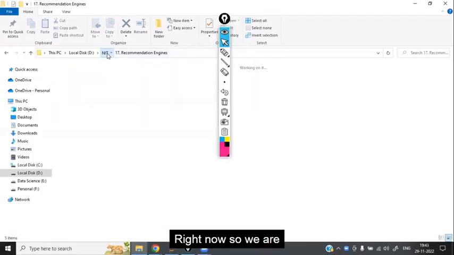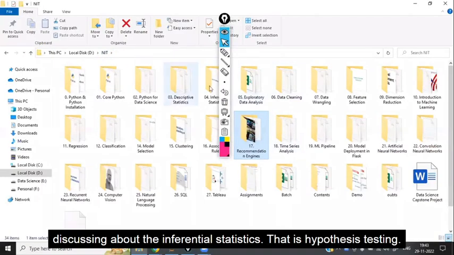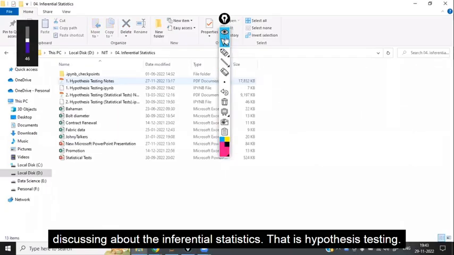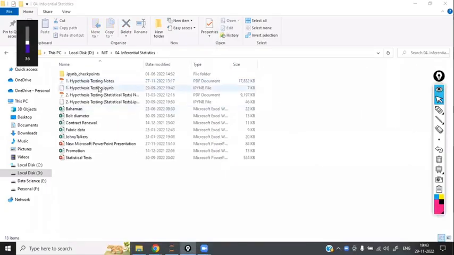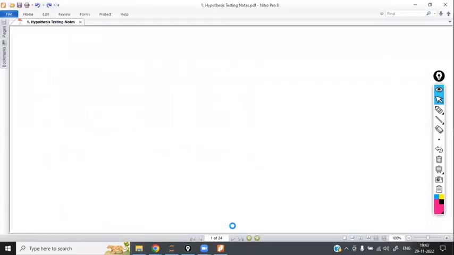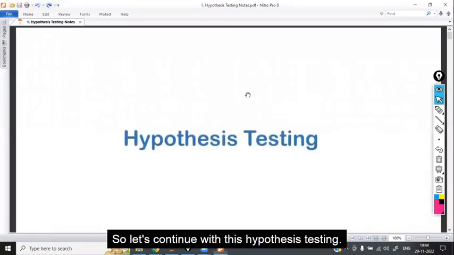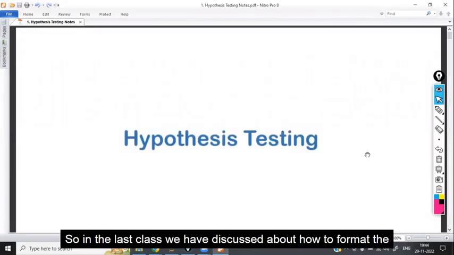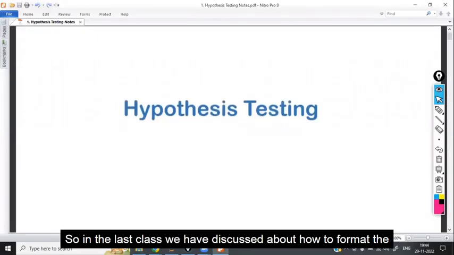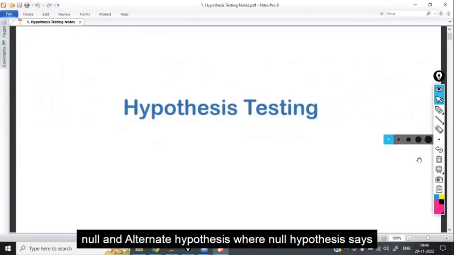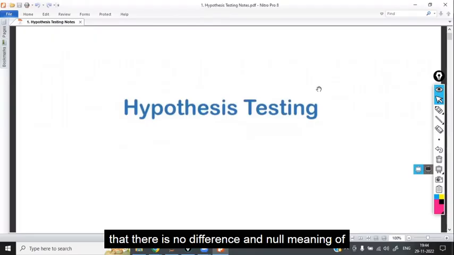Right now, we are discussing inferential statistics, that is, hypothesis testing. So let's continue with this hypothesis testing. In the last class, we discussed how to formulate the null and alternate hypothesis, where the null hypothesis says that there is no difference. Is the meaning of null itself clear?